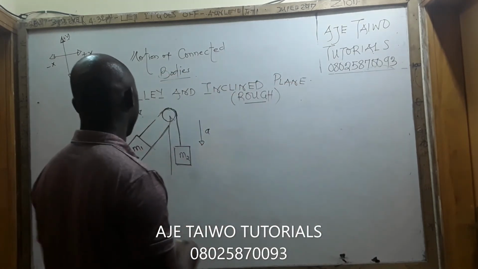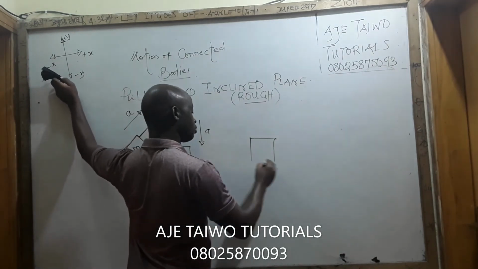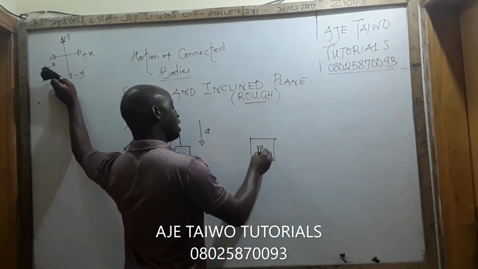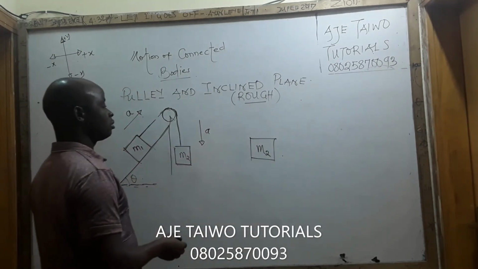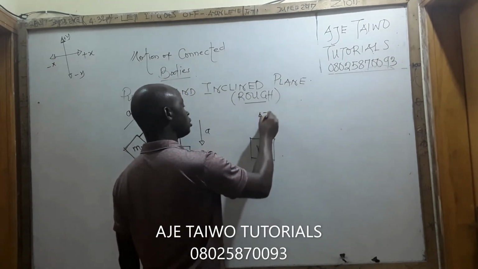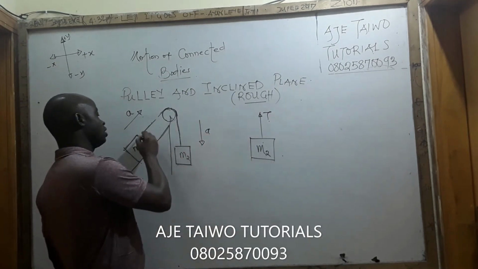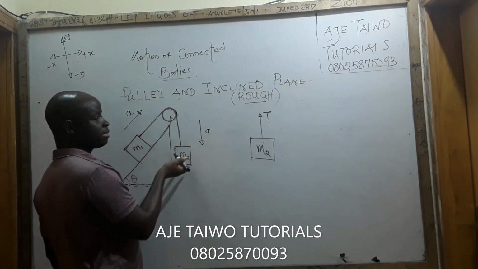For the second body, what do we have also? Look at it. This is body M2. That's body M2. So this is the tension, because we are detaching this, it's a single rope. So it's the same tension. It's just one rope. It's the same tension.